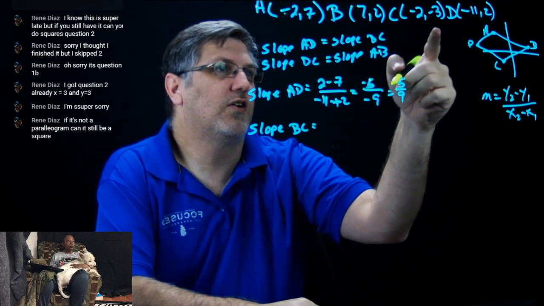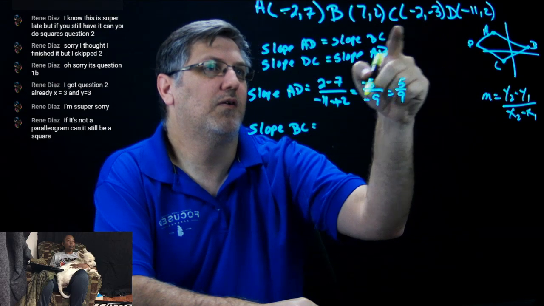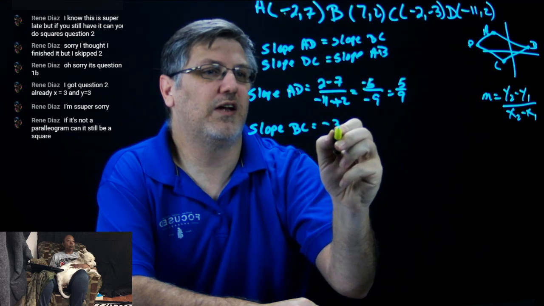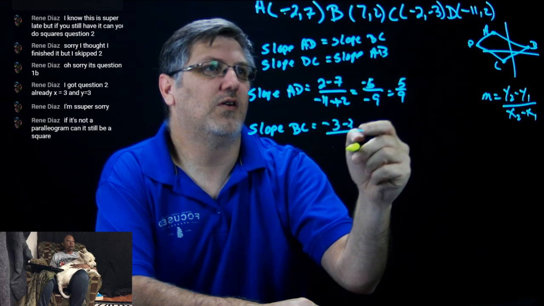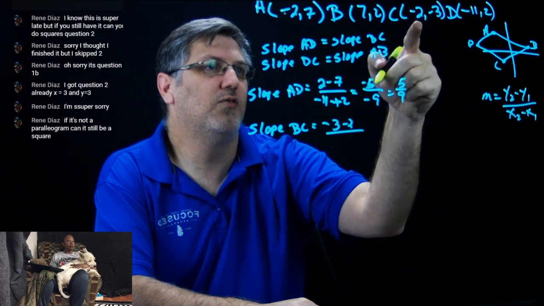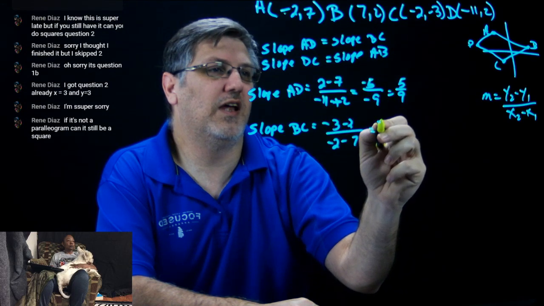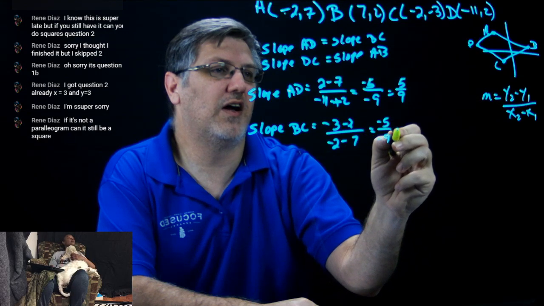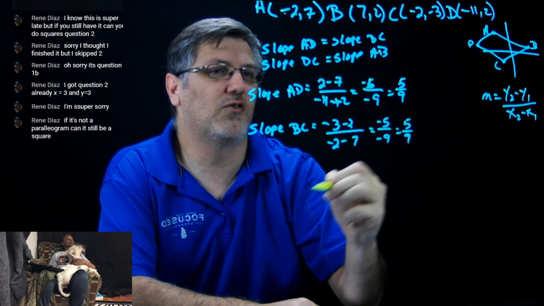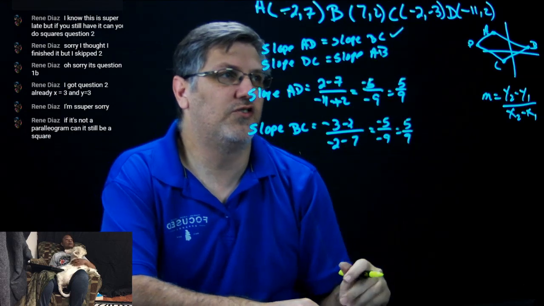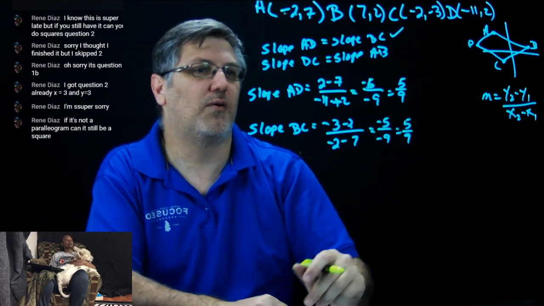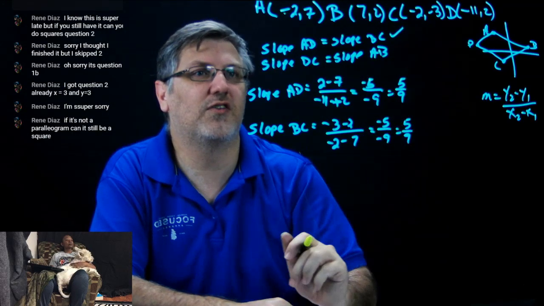So let's do this. -3 minus 2, and -2 minus 7 gives me a -5 over a -9, which is 5/9. Okay, cool. This is true. Check. Those opposite sides are parallel because the slopes are exactly the same.